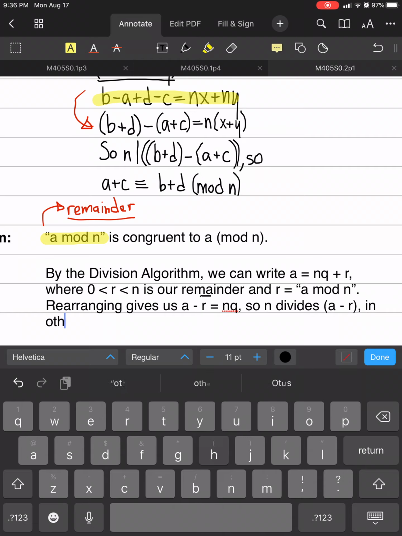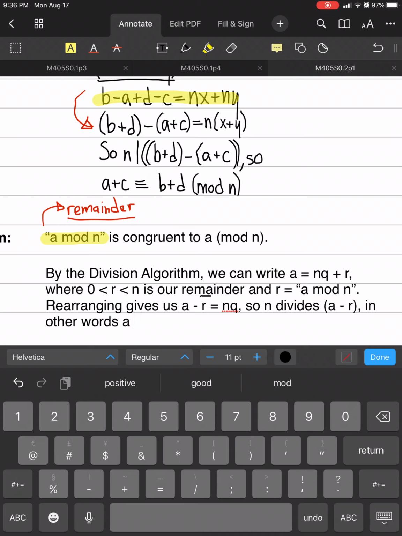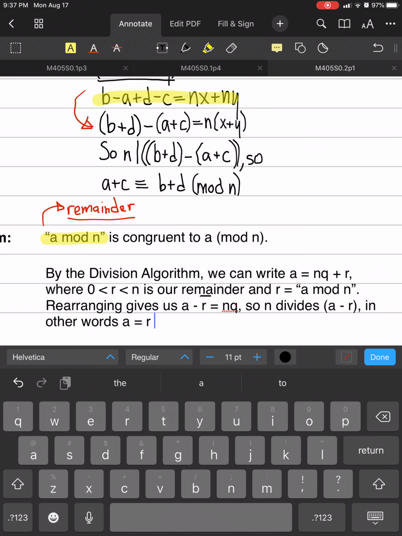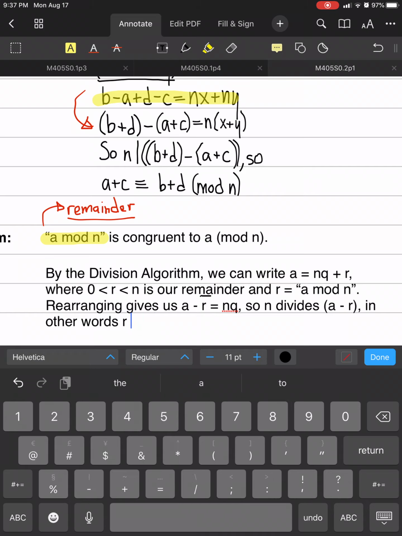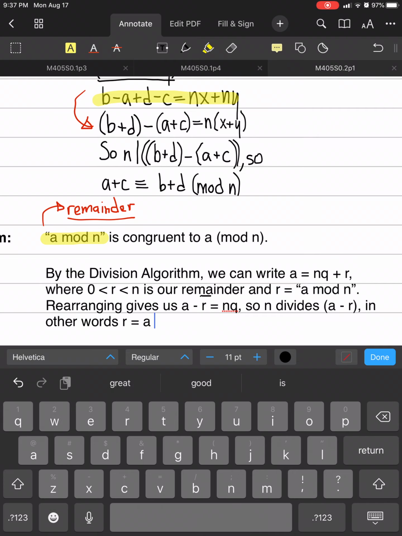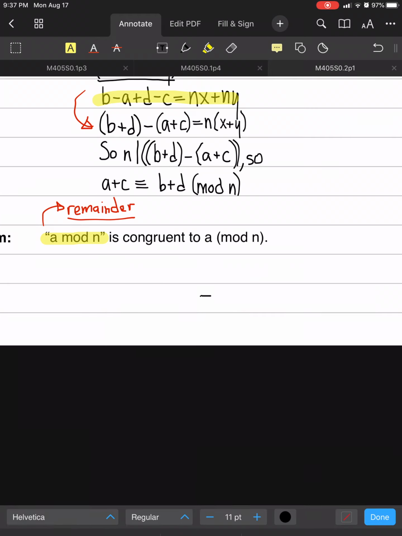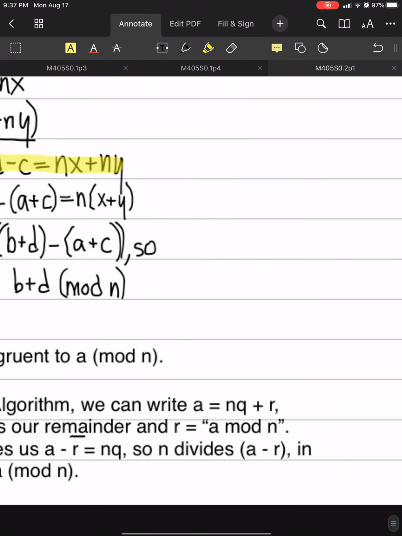In other words, a is congruent, I'm going to use an equal sign here and just convert it to a congruent sign. Let me make sure. I would say r is congruent to a mod n. Again, not that it matters. And that is all we have to do for that proof.